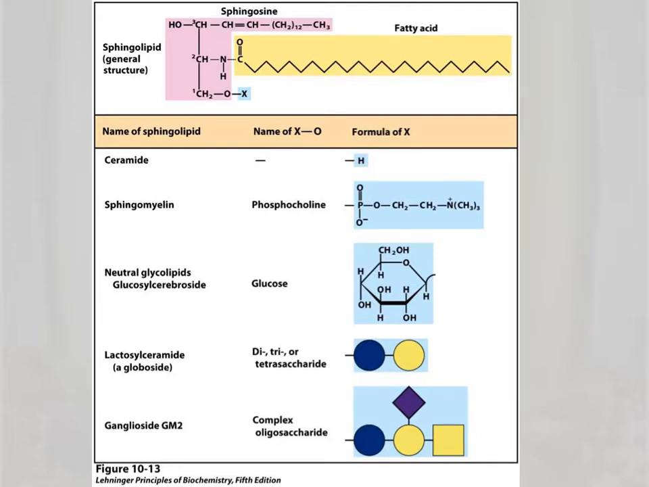Where are some of the sphingolipids? What kind of membranes are they often a part of? What's one example? And sphingomyelin. Where do you see sphingomyelin?